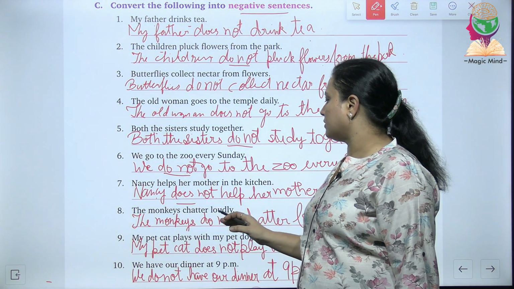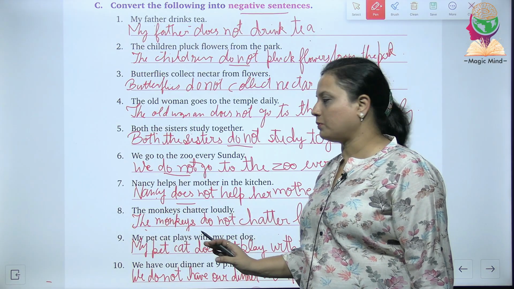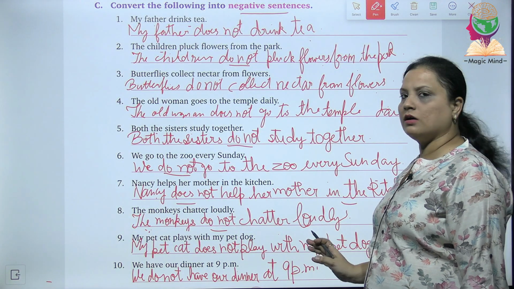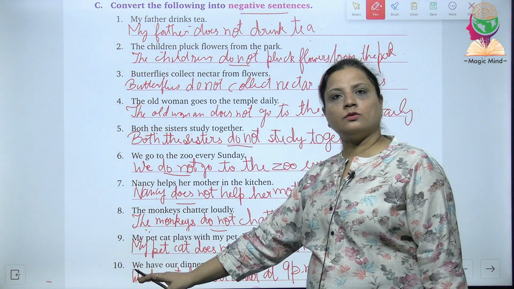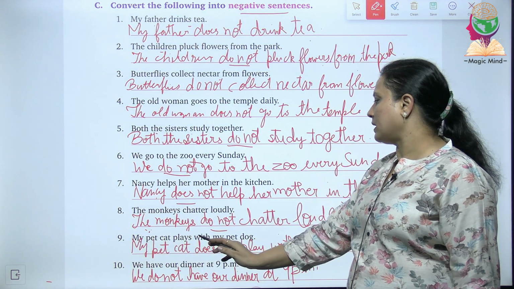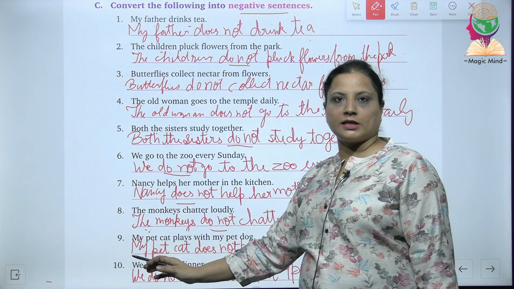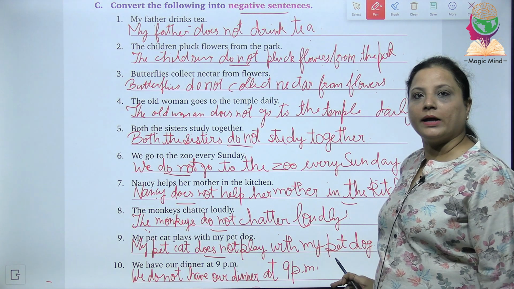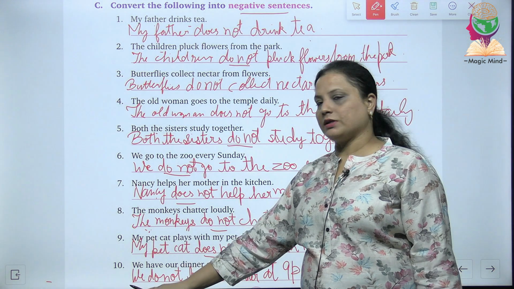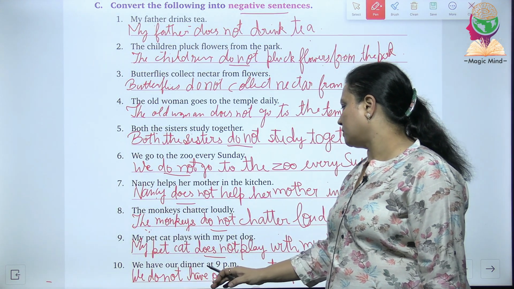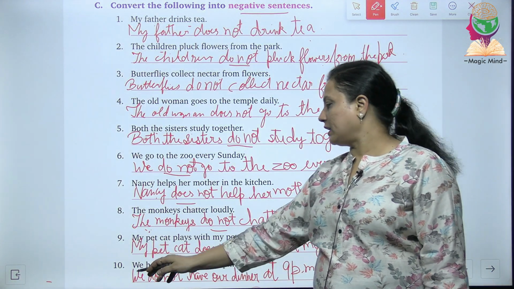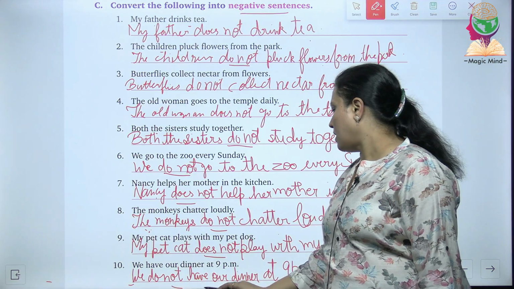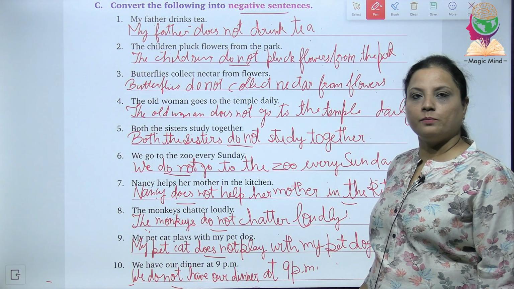The monkeys chatter loudly, and what will be the other statement for this? The changed one? The monkeys do not chatter loudly. Ninth one is my pet cat plays with my pet dog. The statement will be my pet cat does not play with my pet dog. The last one given is we have our dinner at 9 p.m. Now we is a plural subject, so we will use do not. We do not have our dinner at 9 p.m.